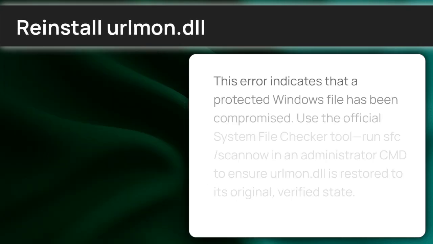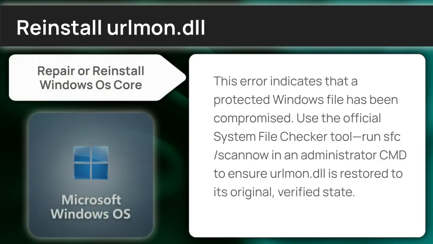This error indicates that a protected Windows file has been compromised. Use the official System File Checker tool. Run sfc /scannow in an administrator CMD to ensure Urlmon Library DLL is restored to its original verified state.